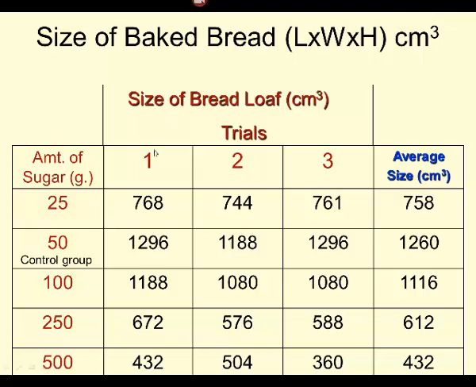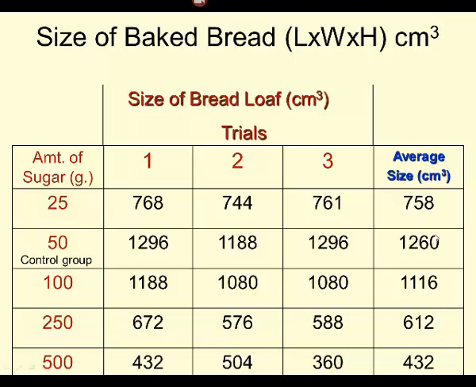You can see where he's got his multiple trials. He's got trial number 1, trial number 2, trial number 3. You can see where each one of his changes to his independent variable are put inside of the table. So he has 25 grams of sugar added to his 3 trials. He then makes another batch of bread with 50 grams of sugar, and he makes 3 loaves of bread. 100 grams of sugar, and he makes 3 loaves of bread. 250 grams of sugar, 3 loaves of bread. 500 grams of sugar, and 3 loaves of bread. And then he averages them out.